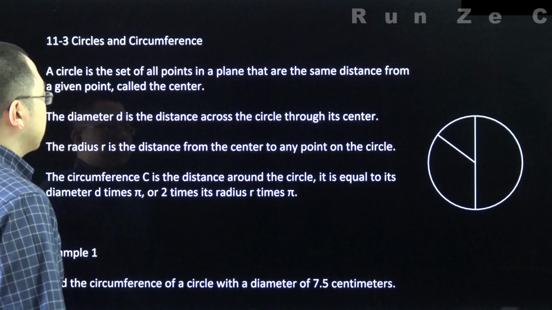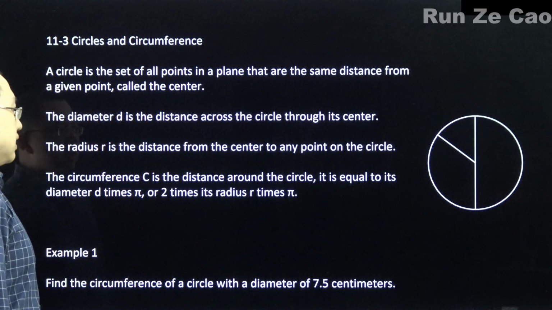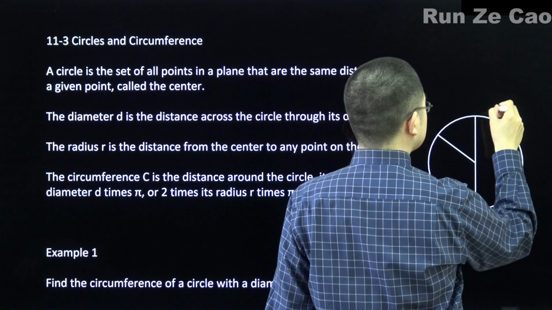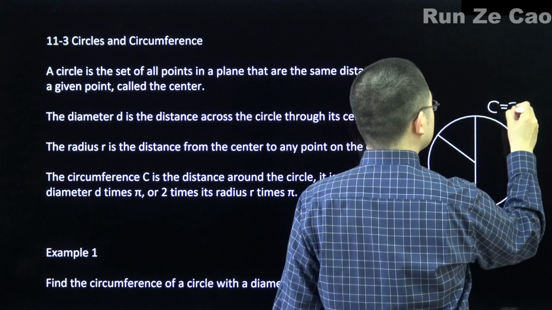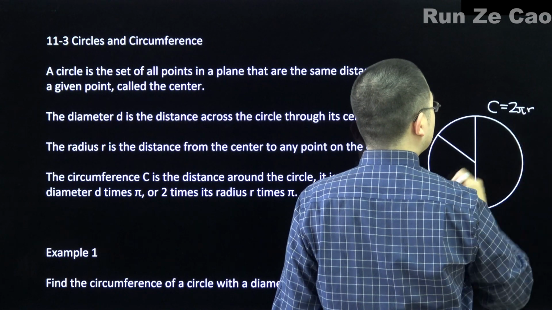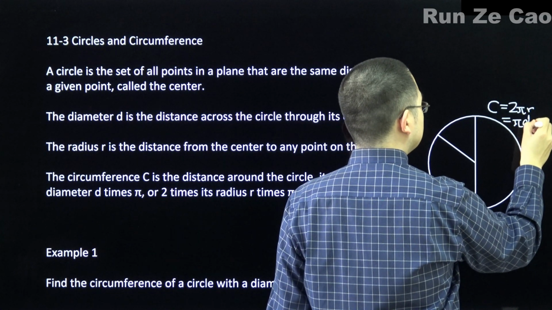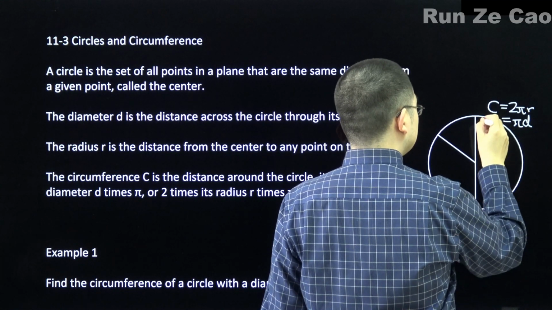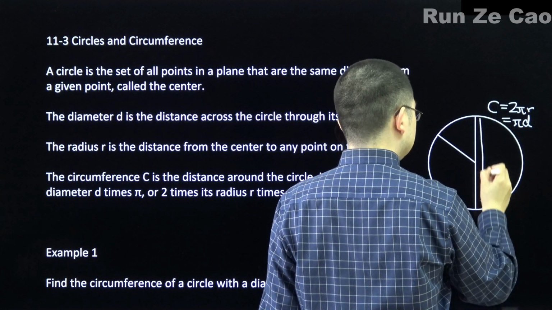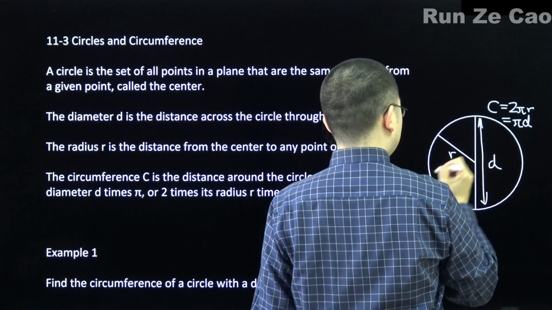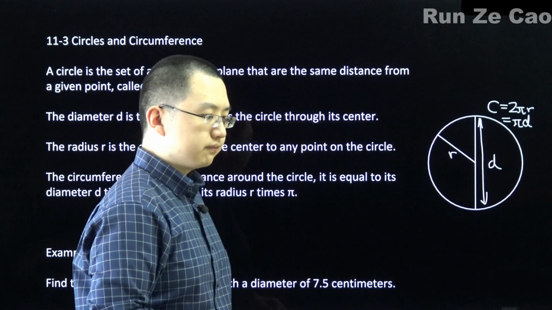So the circumference, C, is the distance around the circle. So C is on the outside. C equals 2 pi r, or pi d. Now d would be this distance, and this is r, the radius.